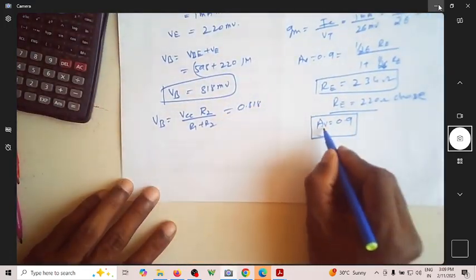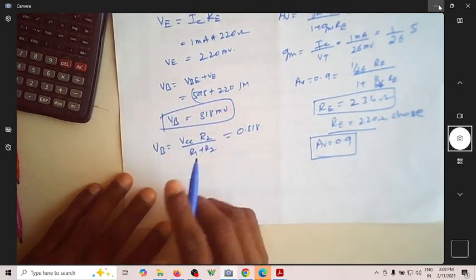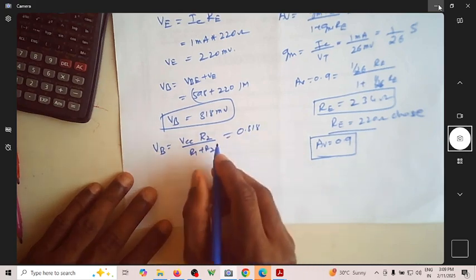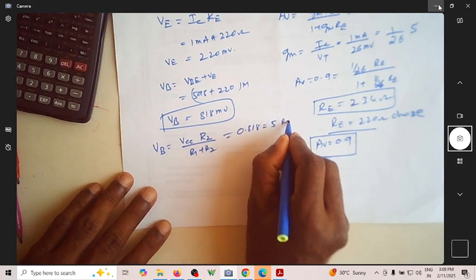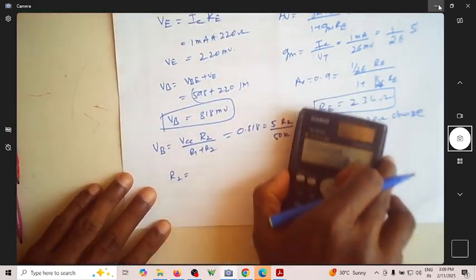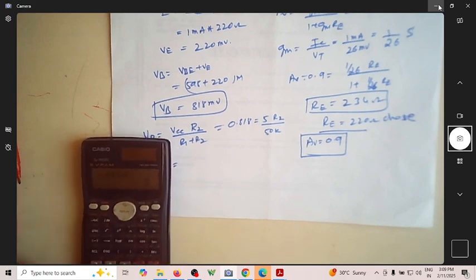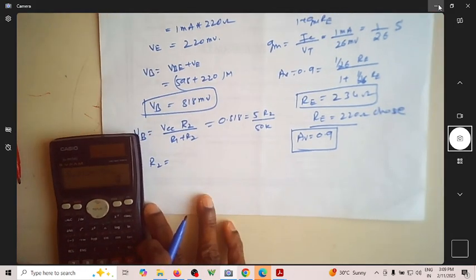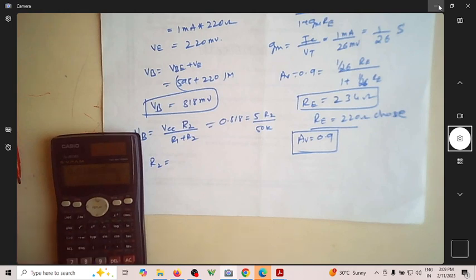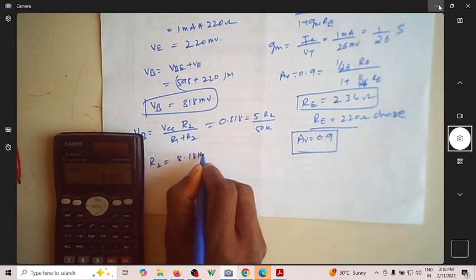The consideration now is you are looking for a gain of AV, which is 0.9. So now VB is equal to 5 into R2 by 50k. So look for how much R2 is now. 0.818 equals 5 into R2 divided by 50k, 50 exponential 3. So now R2 should be 8.18 kilo ohm.